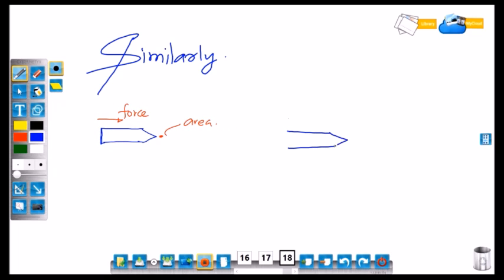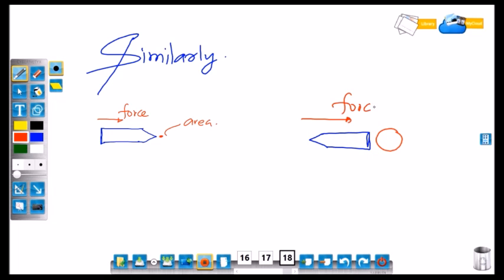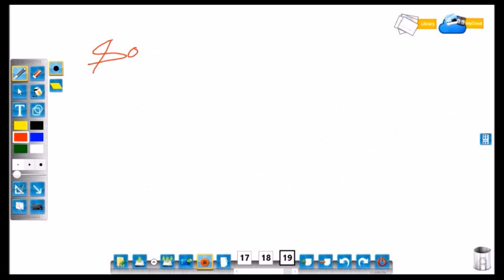If we apply force by the backside of the pen, then the area will be larger. So this is force and area. Here pressure is equal to the external force applied by the pen per unit area. So what is stress?